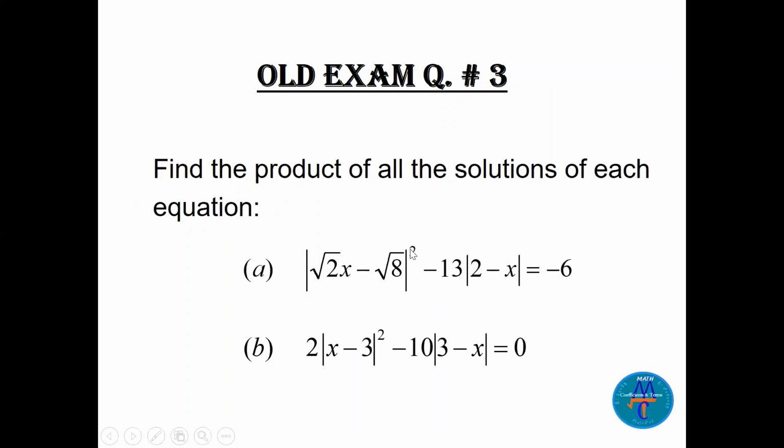We have a squared here, so it looks like something quadratic or quadratic in form. There is a common factor here. Let's play with this one here. Square root of 2, leave it. Square root of 8, we know it is 2 square root of 2. So I can take square root of 2 common, but be careful.